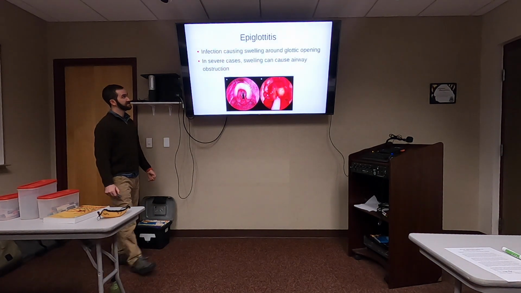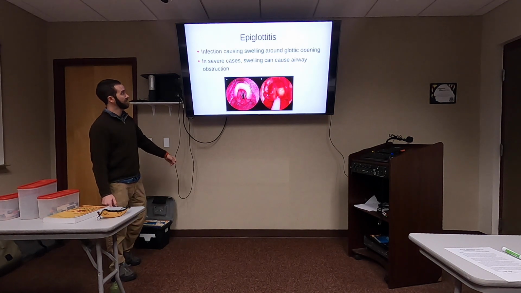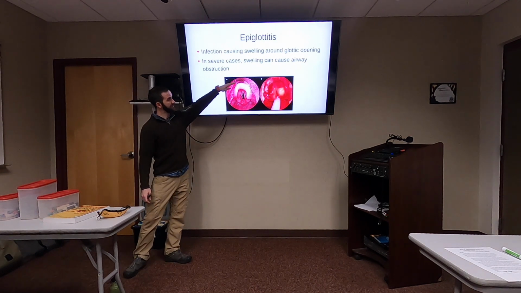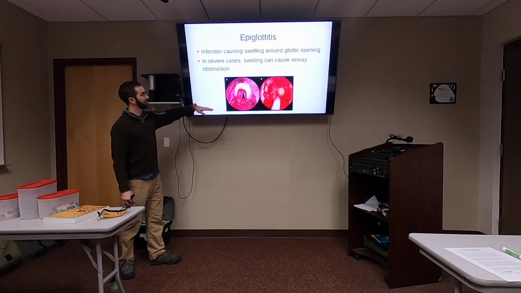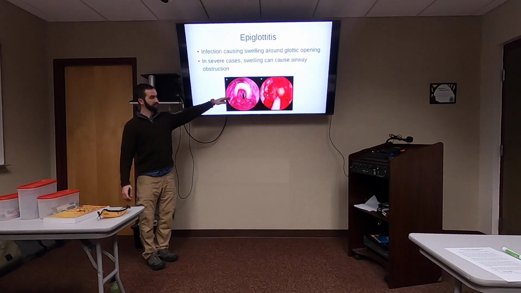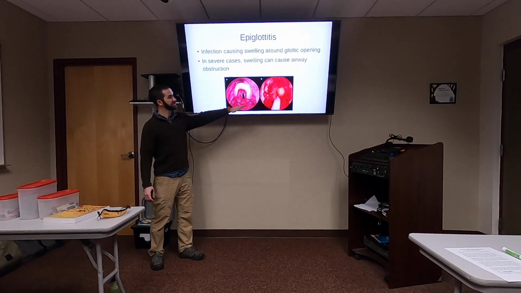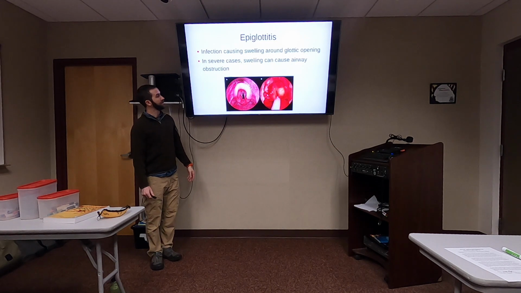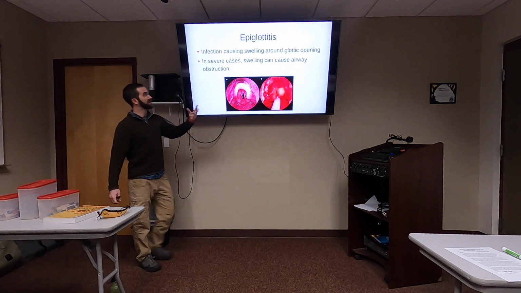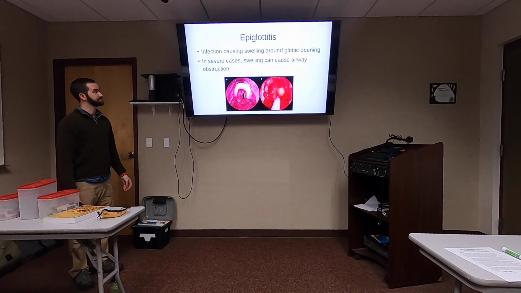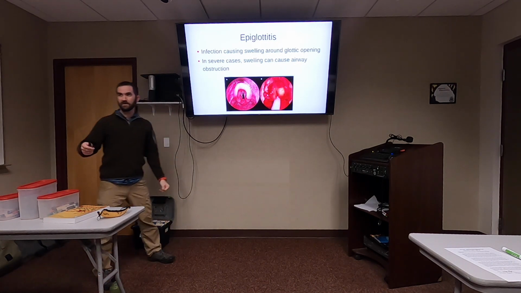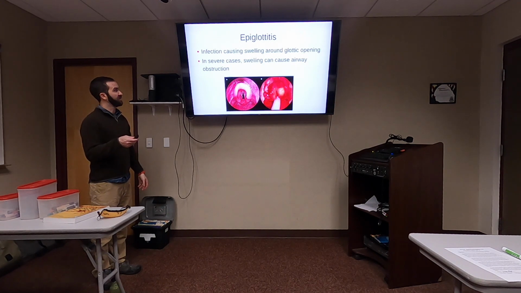Next one, epiglottitis. So remember, your epiglottis is that little flap of skin that covers the entrance to your airway. So what you're looking at here is your vocal folds, and right through there is your trachea. This down here is your esophagus. So if this little flap, that's this thing here, if your epiglottis gets all swollen and inflamed, it can get big enough that it obstructs your airway and you can't move air past it anymore.